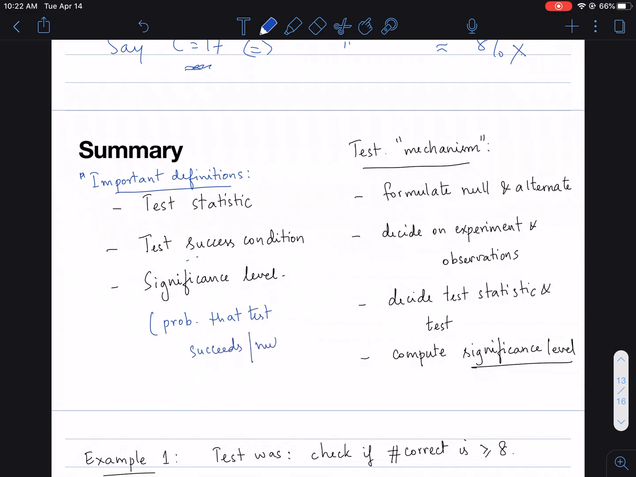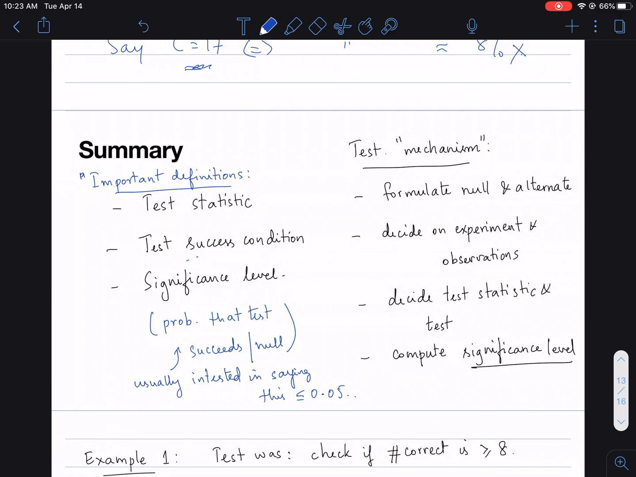given the null. Okay, and like we saw in the example with the coins, you may not actually exactly compute this. We are only interested in getting a bound for this, right? So usually we are interested in saying that this is less than or equal to 0.05 or some quantity like that, some pre-chosen threshold.